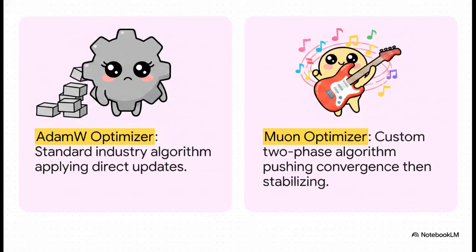To further guarantee a nice, stable convergence, they actually threw out the industry-standard AdamW optimizer. Instead, they built their own custom Muon optimizer. Muon tunes the model in 2 distinct phases. It makes fast, coarse-grained updates first to get close to the target, like rough tuning a guitar string, before switching over to sweet, fine-grained adjustments to perfectly lock it in.